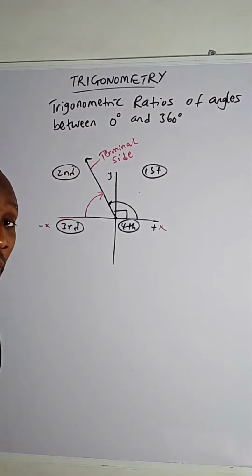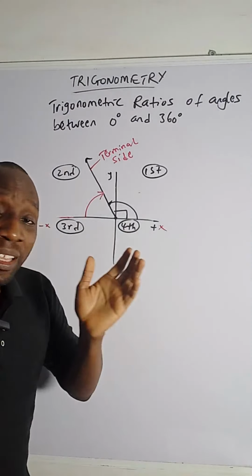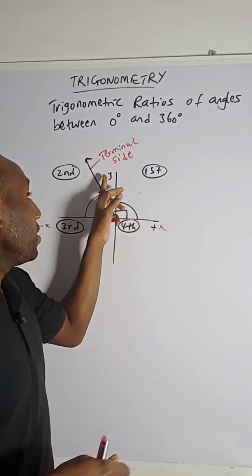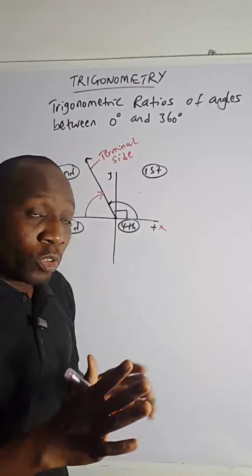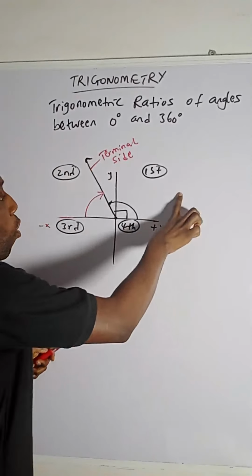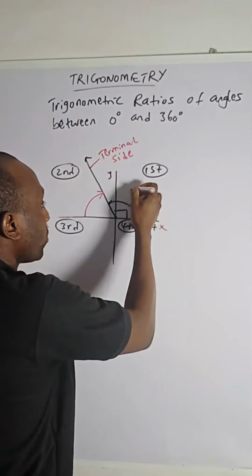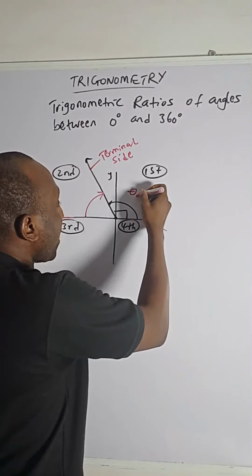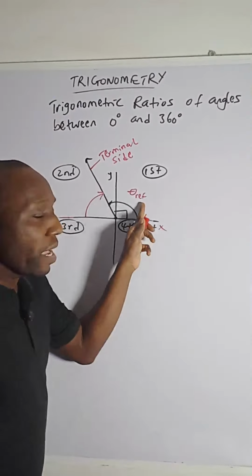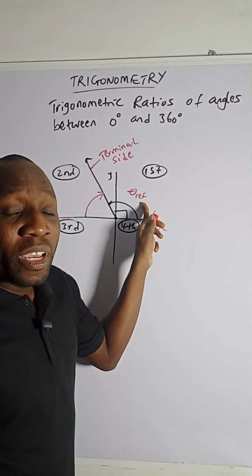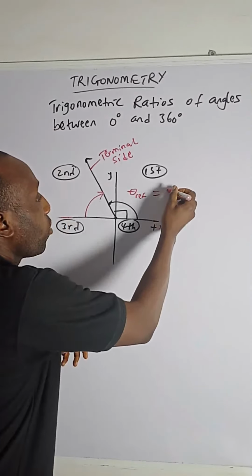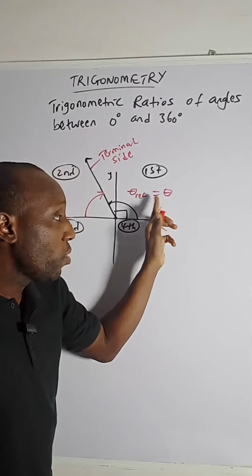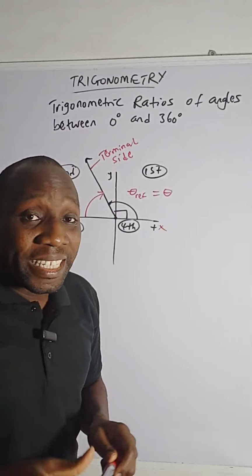So I've talked about the reference angle. I say it's the angle between the x-axis and the terminal side. This is the terminal side. So for the first quadrant, your angle is always the same as your reference angle. I'm using REF for the reference angle. It is the same as the angle, because this angle is always between 0 degrees and 90 degrees.